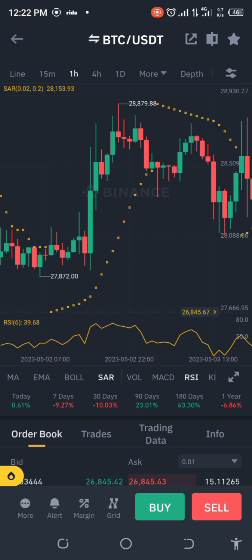Okay, so let's start with the RSI first. If you take a good look at the bottom, you'll see that we have the RSI, which is just like a graph, right? The relative strength index is actually a momentum indicator. So what do I mean by a momentum indicator?